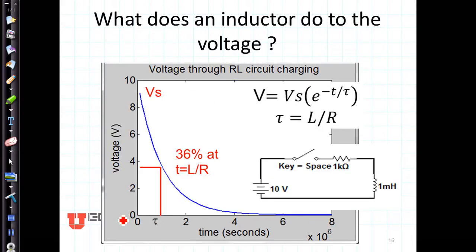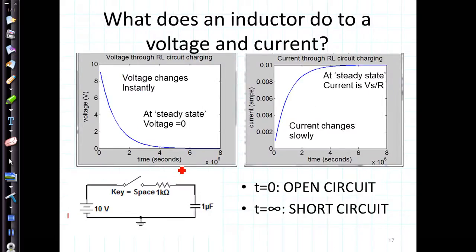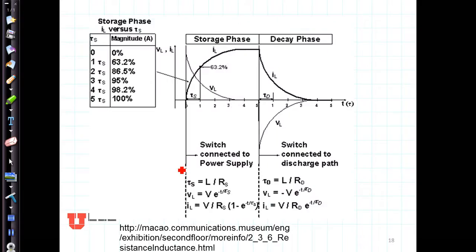This is what happens to the voltage. It starts at 0, it jumps up to the source voltage, and at tau it's 36% of its original value. So this is what the inductor does to the voltage and current in the circuit.